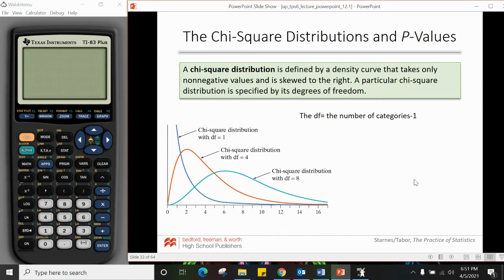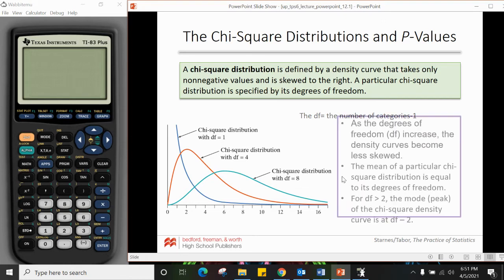The degrees of freedom is the number of categories minus 1 here. So if there's a degrees of freedom of 4, that means there are 5 categories. Here there are 9 categories. The first thing to note, and these things are not required to memorize, but they might make some multiple choice questions a little bit easier.